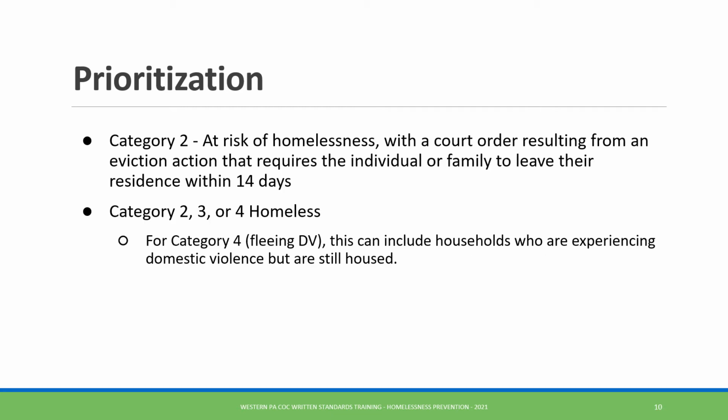For Category 2, the at risk of homelessness with a court order resulting from an eviction action that requires the individual or family to leave their residence within 14 days, that will be the first order prioritization, followed by other categories 2, 3, or 4. And for Category 4, this can include households who are experiencing domestic violence but are still housed.